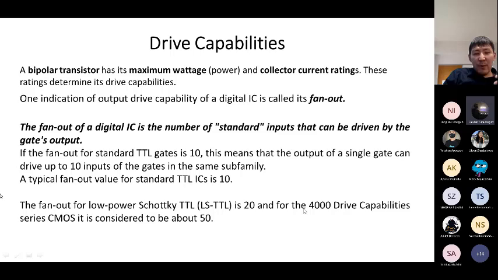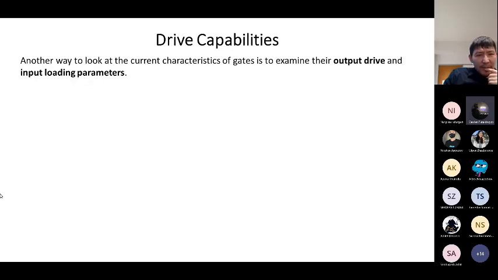But if we work with CMOS, CMOS is also better. Why? Because the fan out is larger. For example, some CMOS series are considered to have a fan out of about 50. It means that to the output we can connect 50 other CMOS integrated circuits. There should be an example maybe in the next slides.